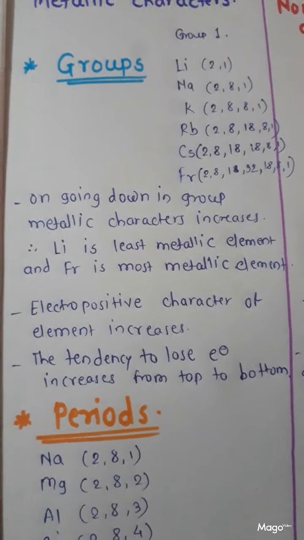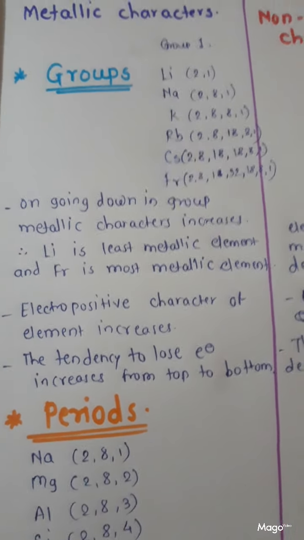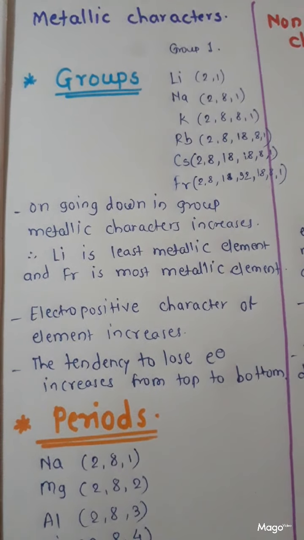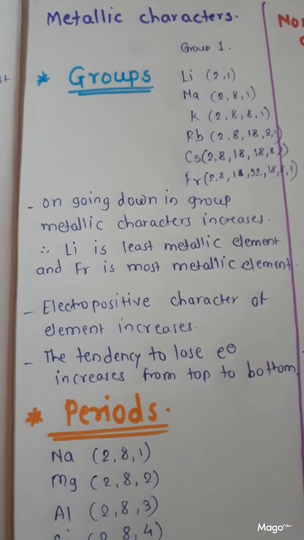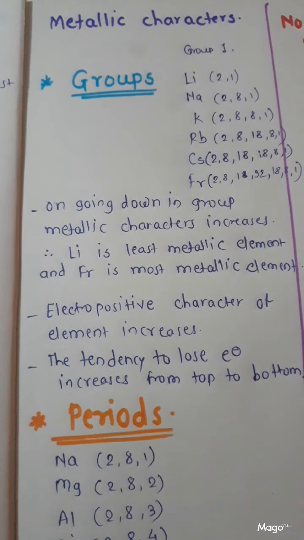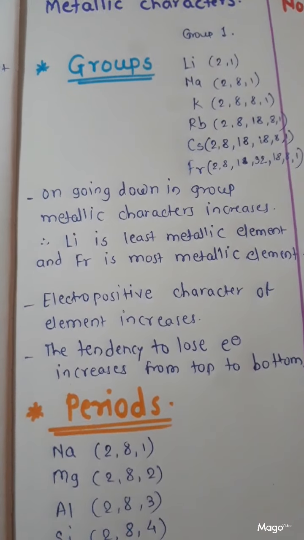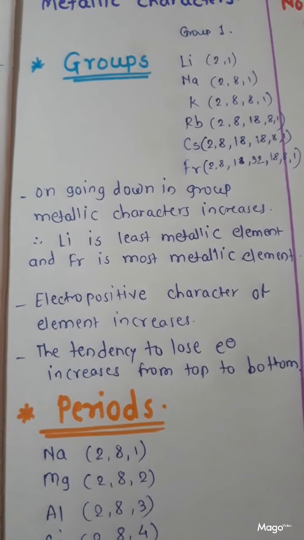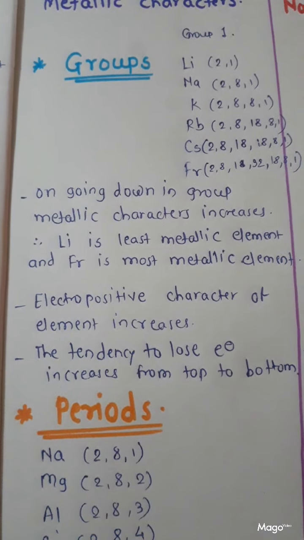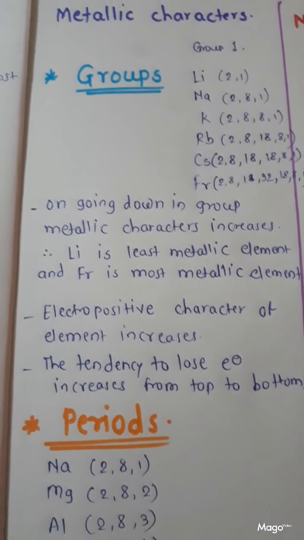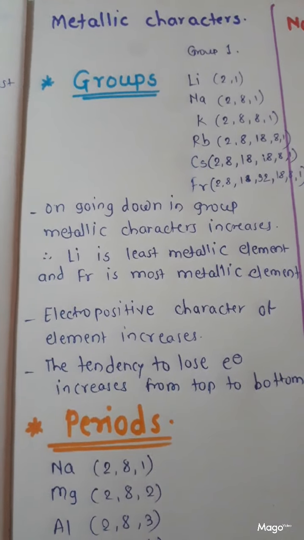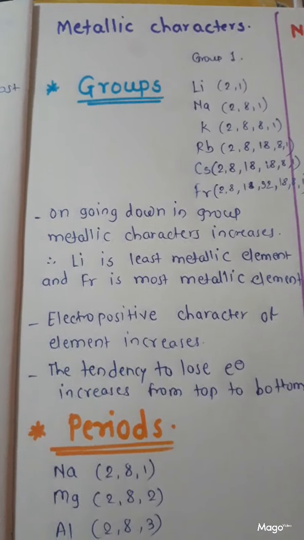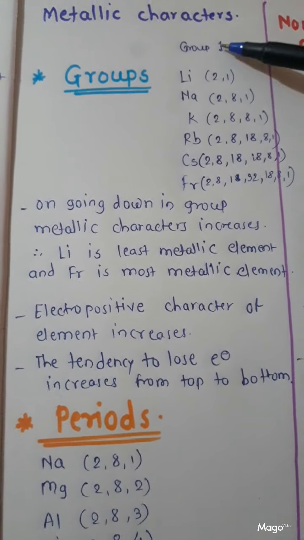In my previous video lecture I told you that when we are talking about a group, from top to bottom, as we move down the group, the number of shells goes on increasing, and that's why the outermost shell electron, that is the valence electron, experiences lesser pull from the nucleus, and atomic size increases from top to bottom. We have discussed this point in my previous video lecture. So you can see here group 1.